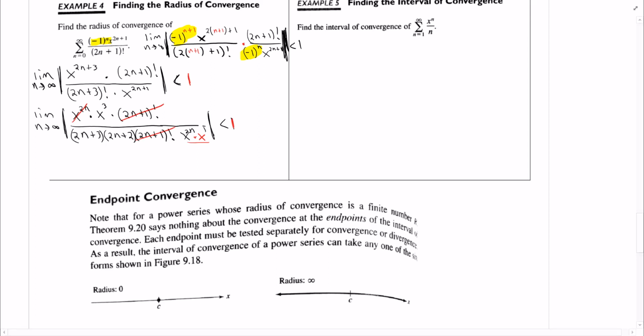And we're going to be left with x to the third. So here, let's do this also. This is going to be x to the third divided by x to the 1, which is going to be x squared, right? So on the top, we're going to have x squared divided by (2n plus 3) times (2n plus 2), and that canceled, right? So that's what we're left with. And we're asking, was this less than 1? We can factor out that x squared if we want to.